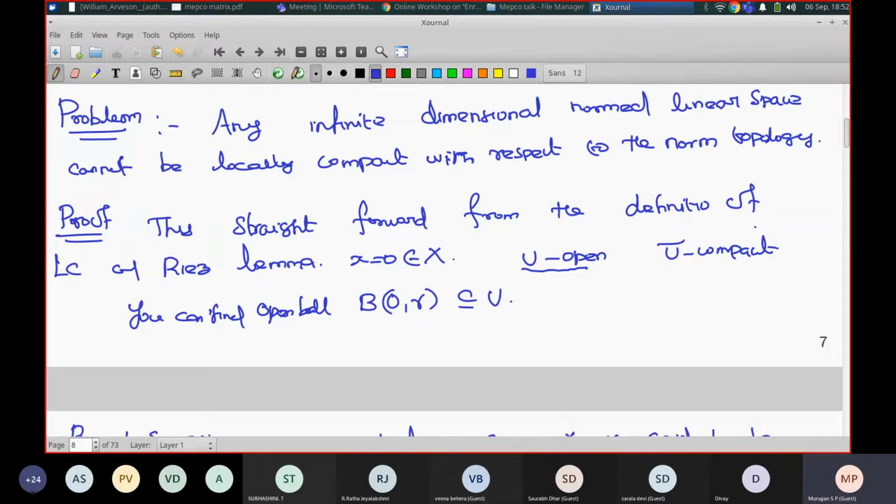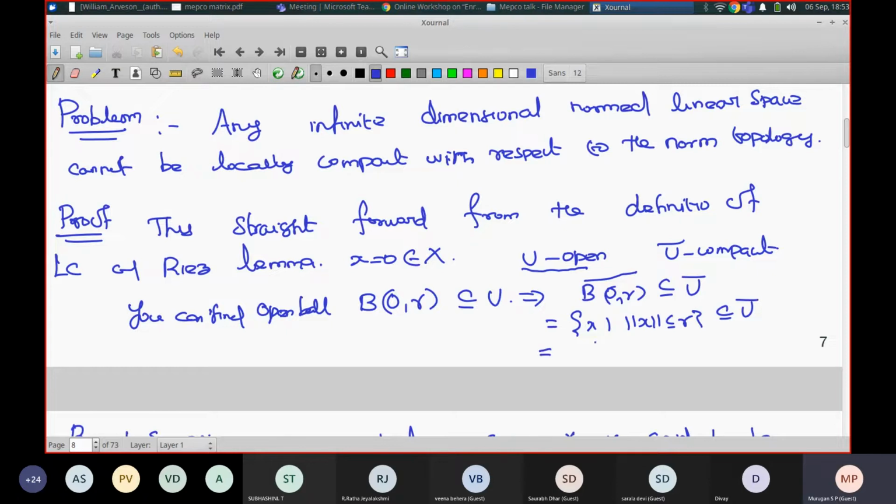You can find an open ball such that this is good, right? So what is the closure? When you take the closure, B(0,1) is contained in U bar. So what is the closure of the open unit ball? This is nothing but the set of all x such that norm x is less than or equal to R. This is U bar. So this is the closed ball whose radius is R.